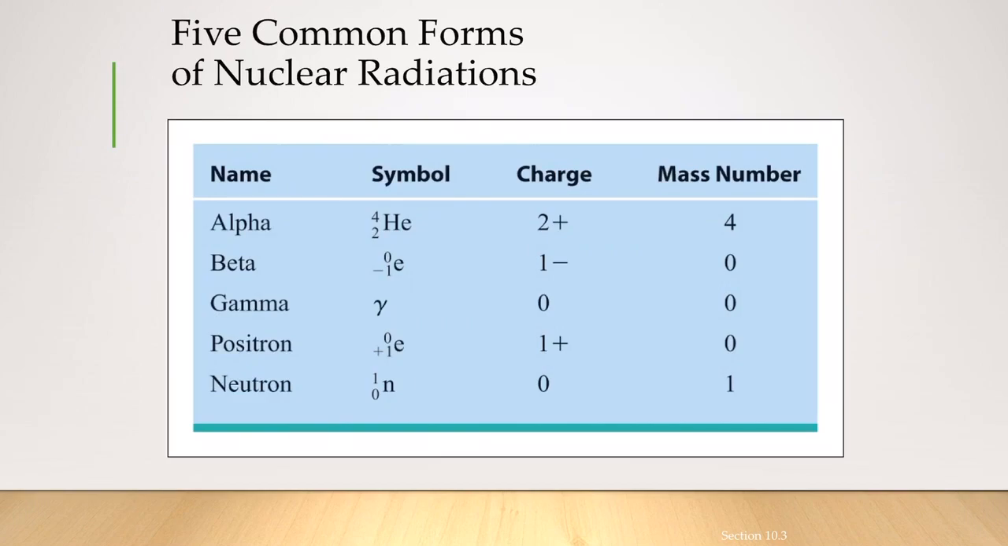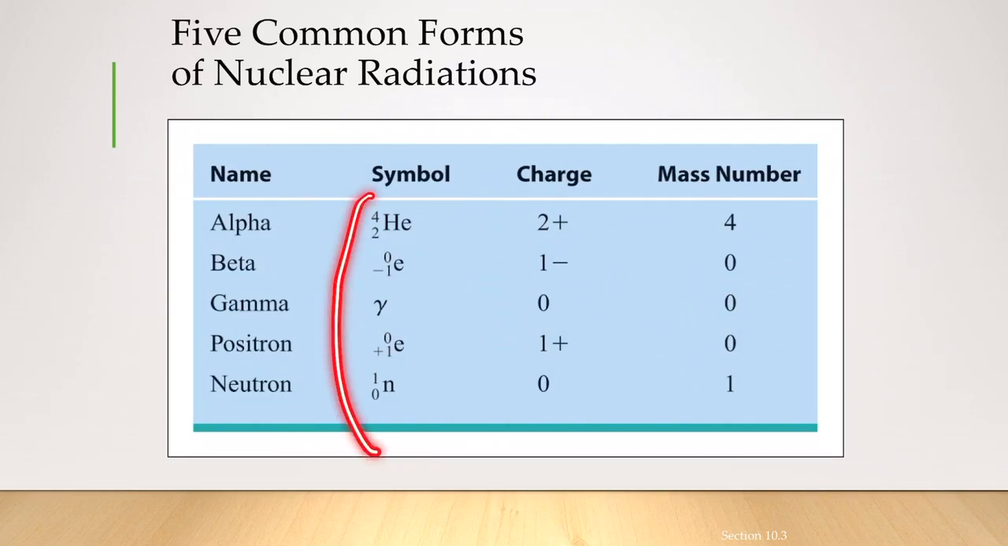And beta radiation is going to be similar to that of an electron, where the charge is going to be 1 minus. And remember, the electron doesn't have any mass, or the mass is negligible, and therefore it's going to be 0. And gamma radiation has 0 charge and 0 mass number. Positron is going to have plus 1 and mass number is 0, and neutron is going to have a charge of 0 and mass number 1.